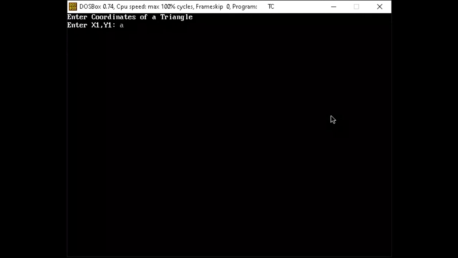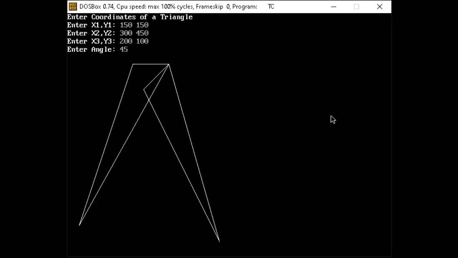So let's say the points are 150, 150, 300, 450, 200, 100. The theta angle, let's say, is 45 degree. So here is my triangle. Okay, guys.